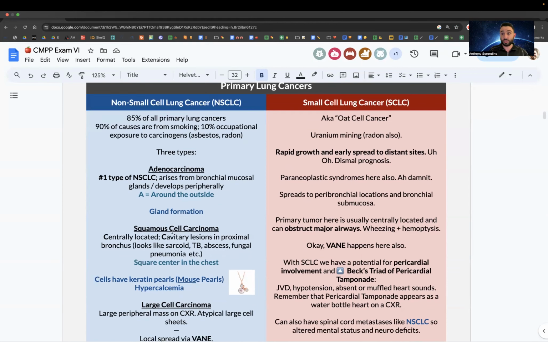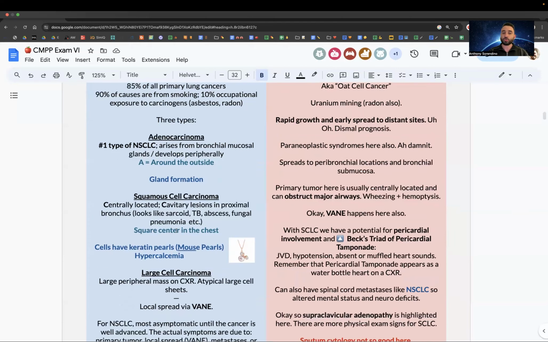Adenocarcinoma, we were just talking about that, is the number one type of non-small cell lung cancer. It arises from the bronchial mucosal glands, and it usually develops peripherally. So think adenocarcinoma around the outside, but knowing that the glands are involved here, that's 100% going to be a question. Squamous cell carcinoma is the second.